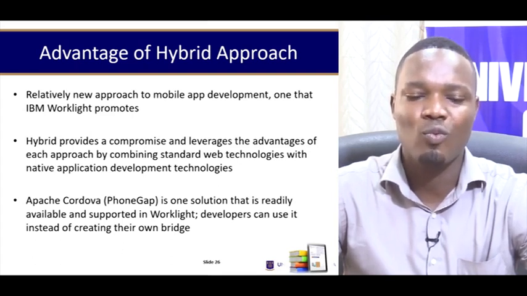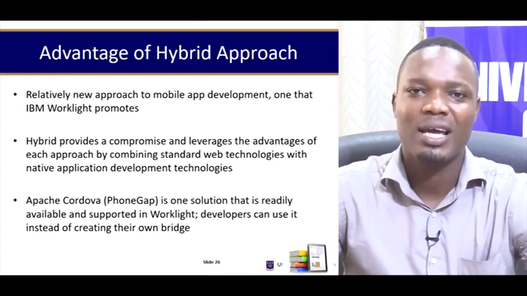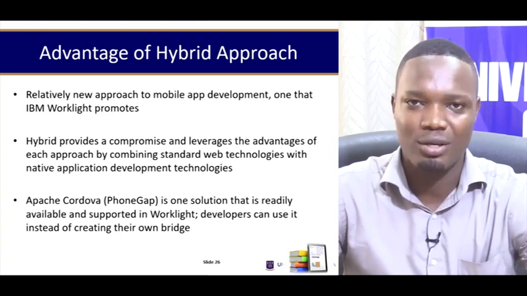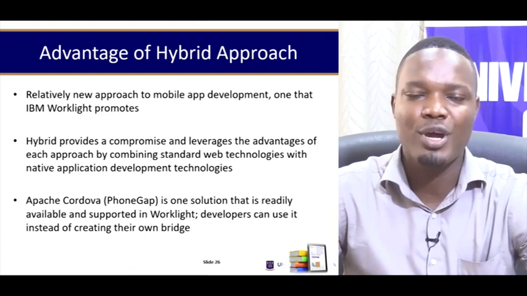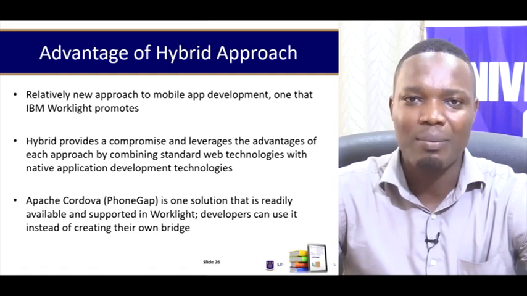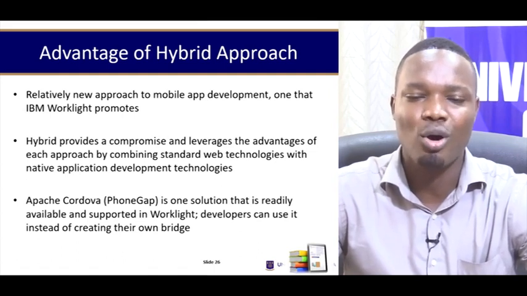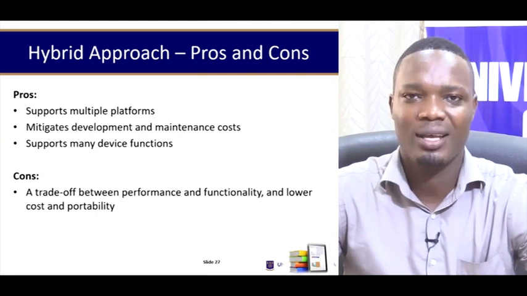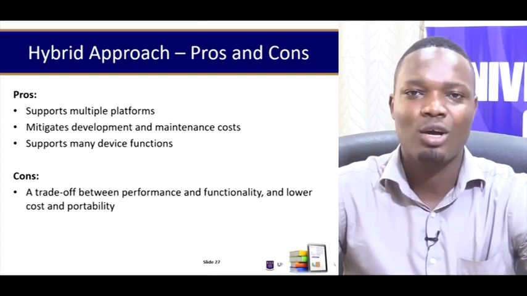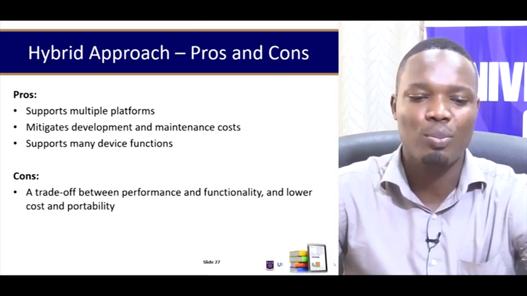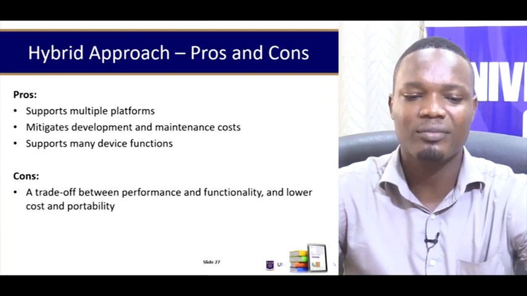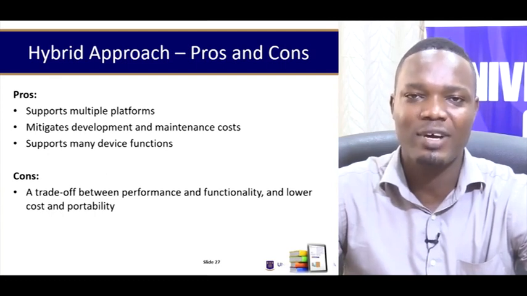So the Apache Cordova, which was originally known as PhoneGap, provides us with a technology to build applications using web technology or web tools, just like we would do if we were writing just a web application. But here we'll use these web tools to write a mobile application that is easily deployed on all platforms. Advantages here, like we've already seen, we're able to support multiple platforms. The cost of development reduces, that of maintenance also reduces, and we are able to support many device functions. The trade-off here is between performance and functionality.